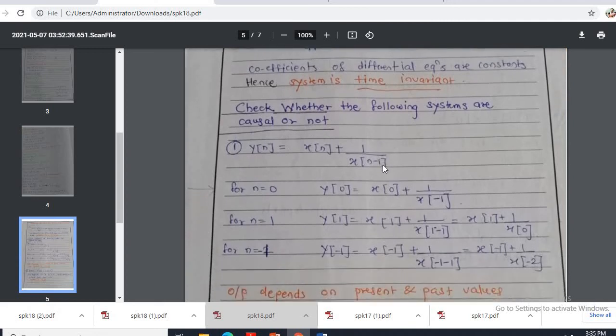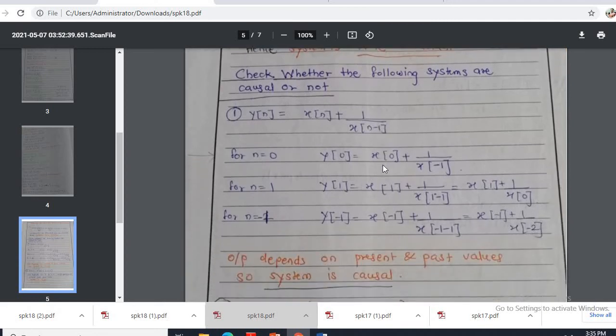Now we want to check whether the system is causal or not. Some simple equations you can see here. y of n is equal to x of n plus 1 upon x of n minus n0. Now suppose we write for n is equal to 0. Then y of 0 is equal to x of 0 plus 1 upon x of minus 1. Then n is equal to 1. Then y of 1 is equal to x of 1 plus 1 upon x of 1 minus 1, that is x of 0. n equal to 2, then y of minus 1, or n equal to minus 1, say for example.